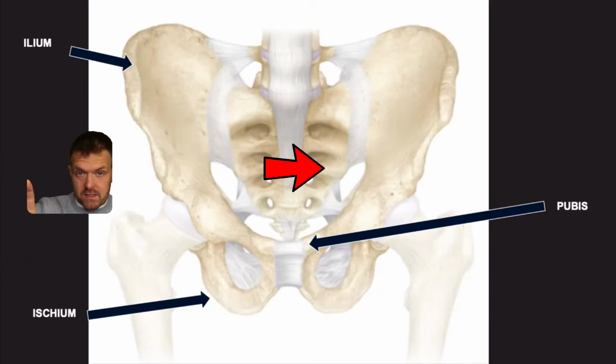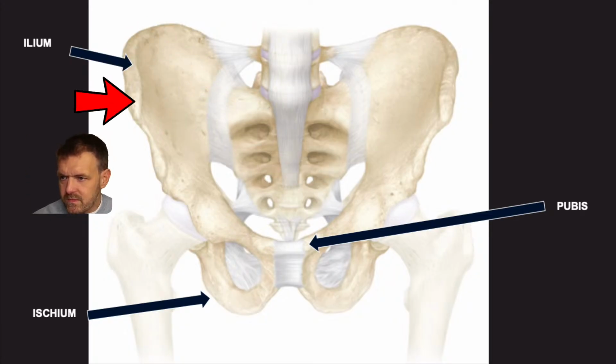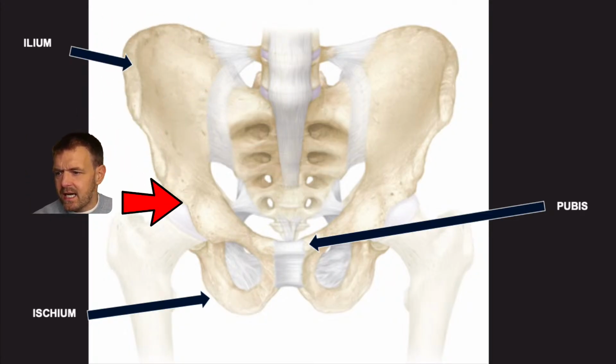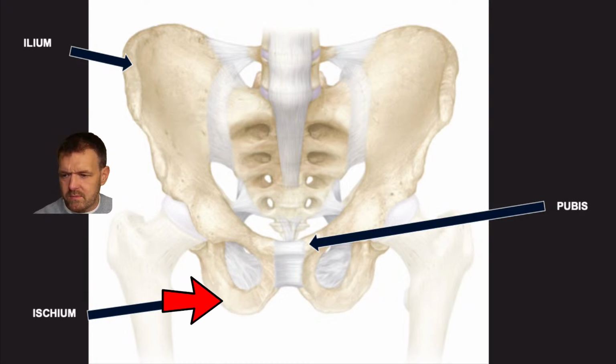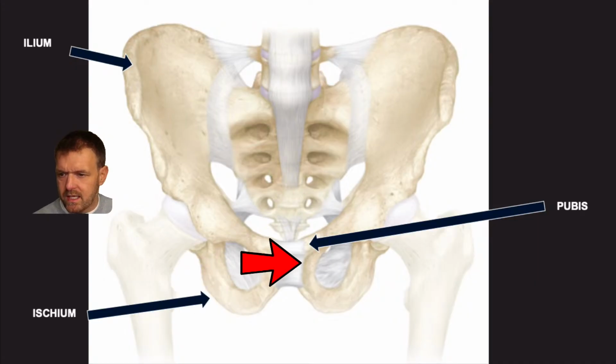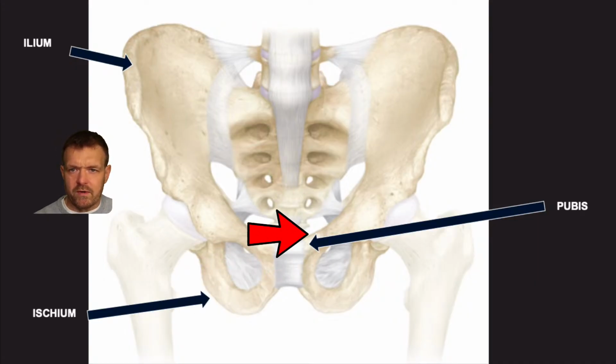From the front, here are your wings. You can see the wings here. These are your ilia, and then we've got the ischium at the bottom. So that's your bum bones. When you sit on your hands, that's what you can feel. And then the pubic bone, or the pubic region, right at the front.